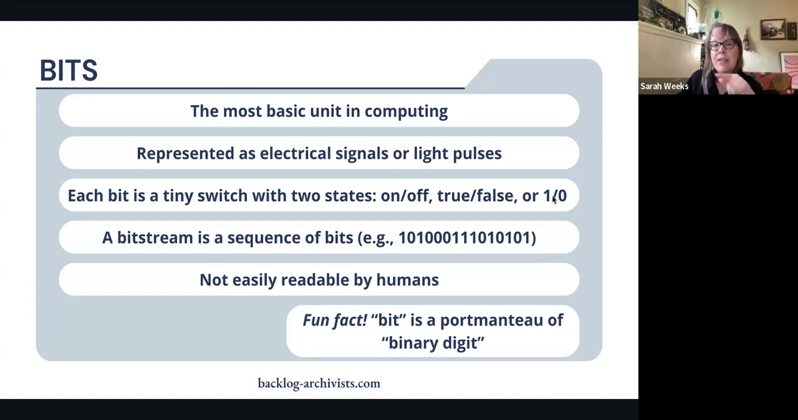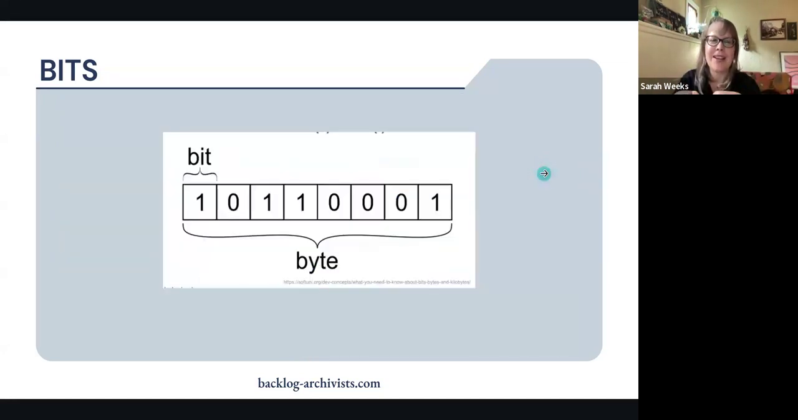That series of ones and zeros might be a word. I don't know what that word is. They're not easily readable by humans. So we're going to need some help turning this into content that we can read and utilize and change and adjust and preserve. But fun fact, bit is a portmanteau of binary digit. So put binary together with digit, you've got bit. Next slide.